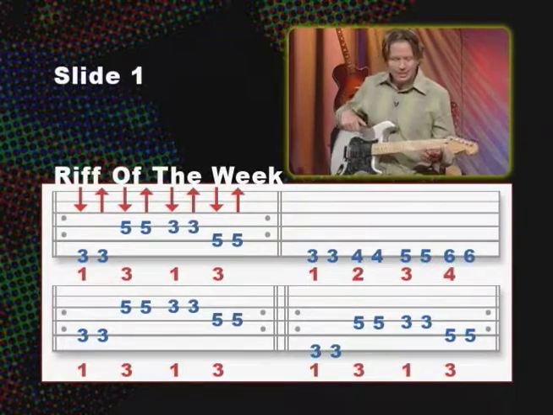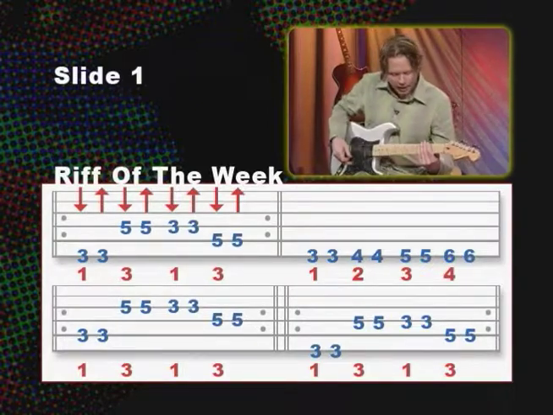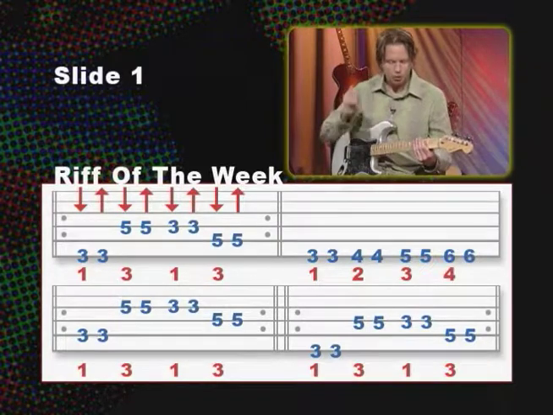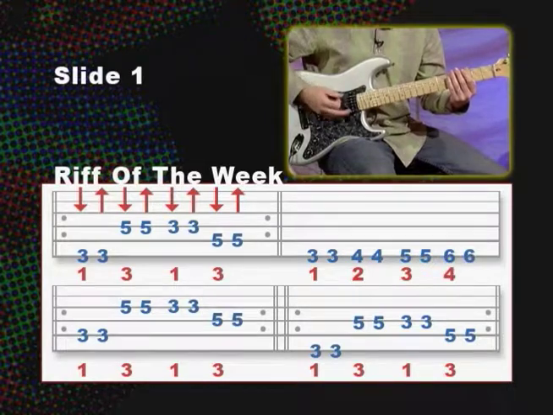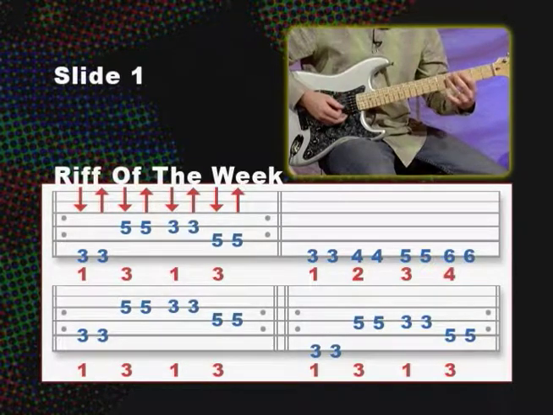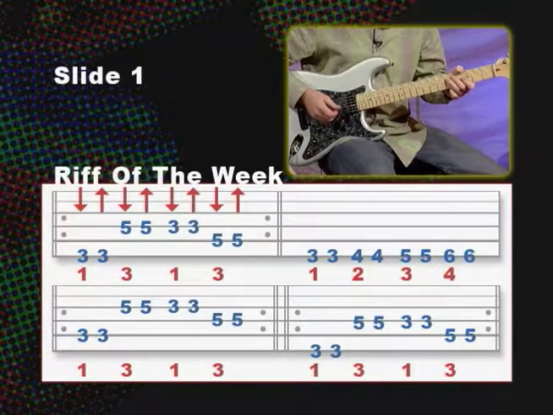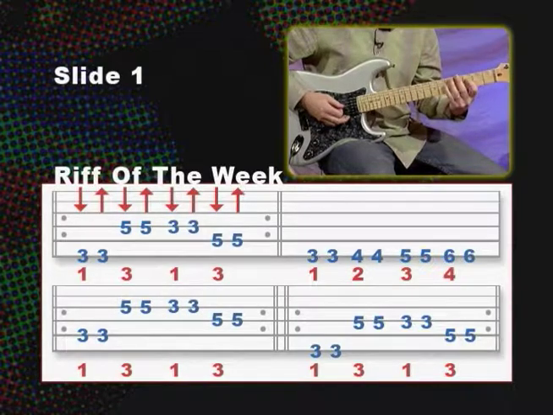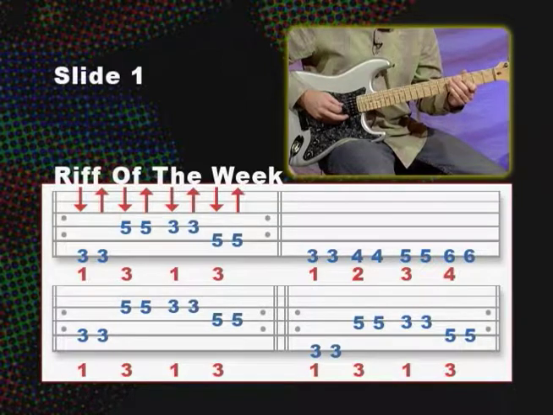So looking at section number 1, we have our first finger on the 3rd fret of the 6th string. And we're going to do that with down up with the pick. We're going to jump down to our 3rd finger, 5th fret, 4th string, same thing, down up. First finger, 3rd fret, 4th string, down up. And then 3rd finger, 5th fret, 5th string, down up.